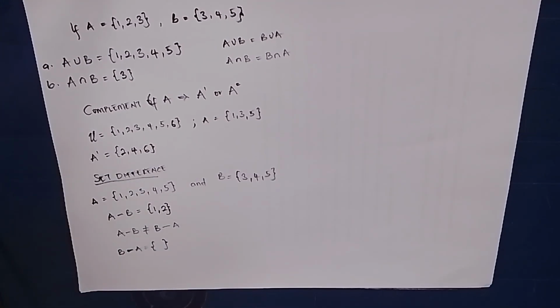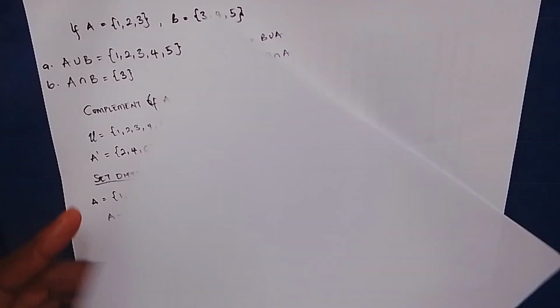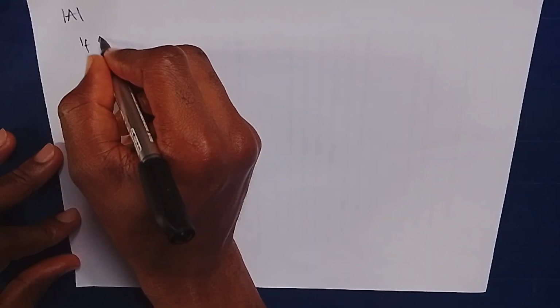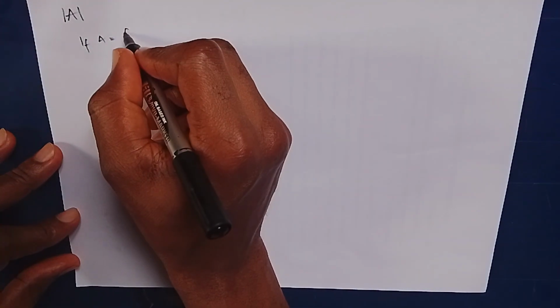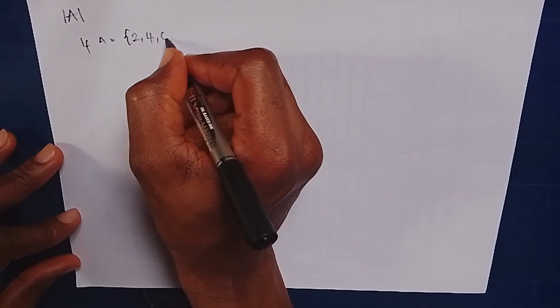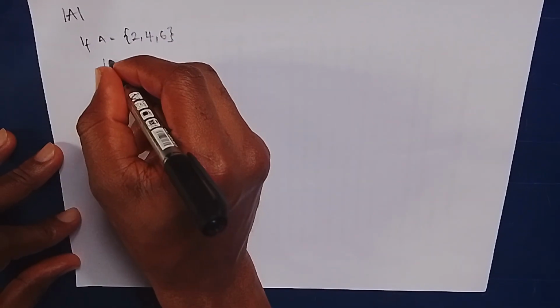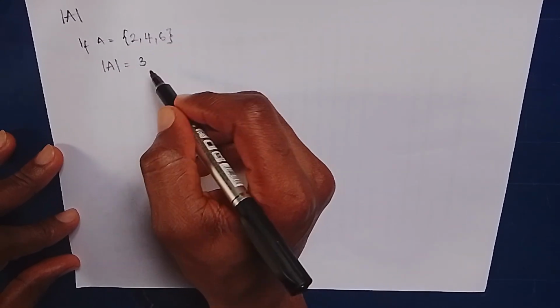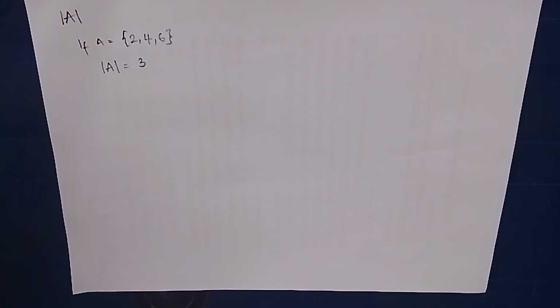Next, let's move to cardinality of a set. The cardinality of a set is the number of elements in a set. The cardinality of set A is denoted by this. Let's take an example. If A is equal to the set {2, 4, 6}, then the cardinality of A is equal to 3. That's the number of elements in the set: 1, 2, 3. So that's what cardinality is simply.